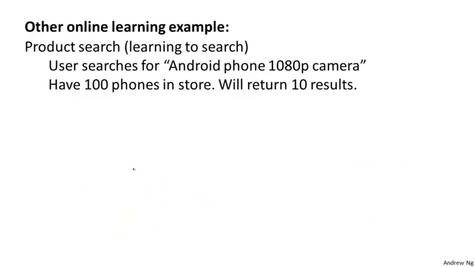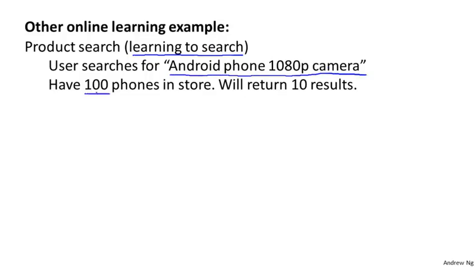Here's another example of an application to which you might apply online learning. This is an application in product search, in which we want to apply a learning algorithm to learn to give good search listings to a user. Let's say you run an online store that sells mobile phones, and you have a user interface where a user can come to your website and type in a query like "Android phone 1080p camera." So 1080p is a type of specification for a video camera that you might have in a cell phone or mobile phone.